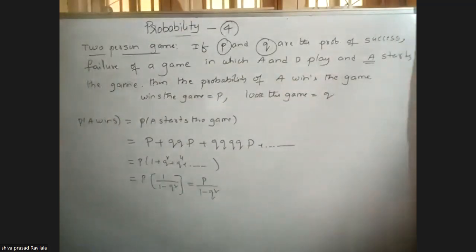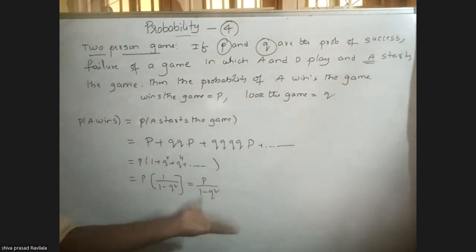Sir, how do we get B wins the game? No problem. For example, if this value is equal to some 2 by 3, the probability of B wins is equal to 1 minus 2 by 3, which is equal to 1 by 3, like that. Okay, students, write down.